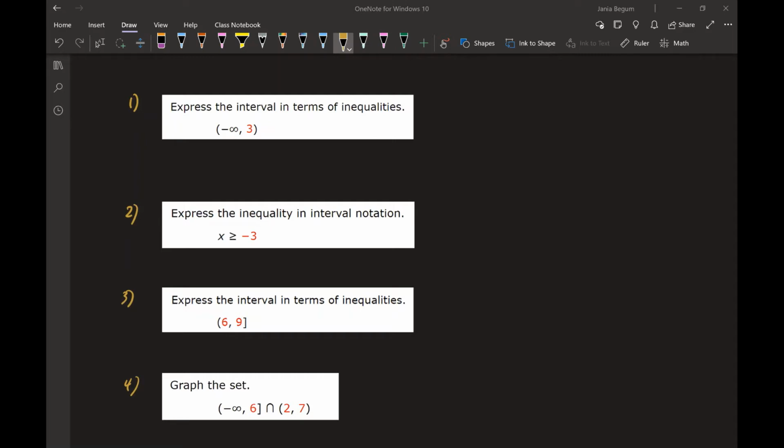So for the first one, we have the interval notation, and we want to represent it using inequality notation. So what do you guys have? Inequality notation, meaning you have to use the less than or greater than symbol, okay? I was gonna say I have x is greater than 3, but I'm not sure if that's correct because it's negative.